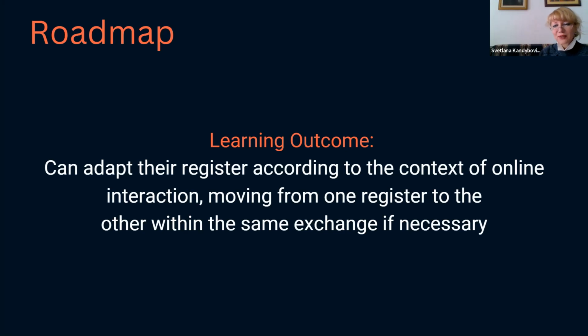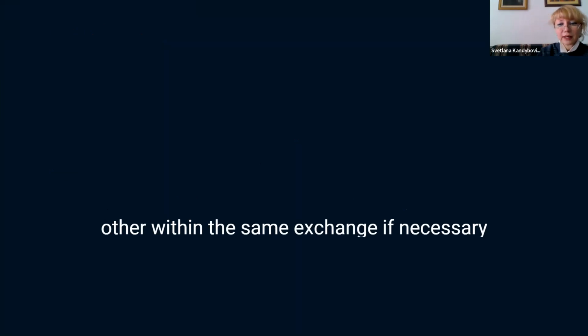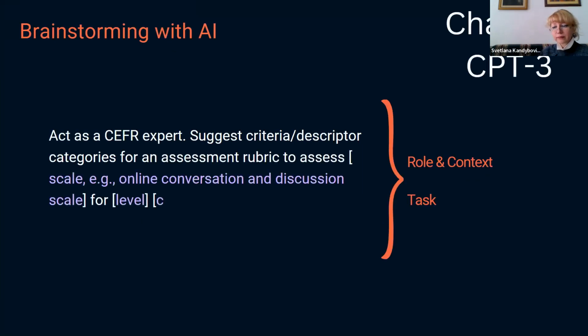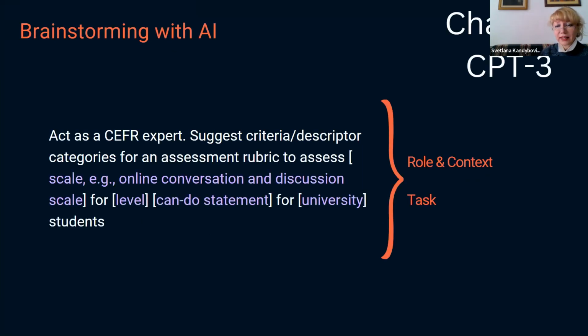So overall, getting back to the topic, an assessment rubric for the ability to adapt one's register according to the context of online interaction should focus on the learner's ability to use language appropriately and effectively in different online communication contexts. And we need to consider a set of sub-skills or competencies required to be able to adapt register according to the context. Now, how do we come up with ideas on sub-skills or dimensions that are here? So what we can do, in addition to peer discussions and consultations or Googling, is to use a large language model like ChatGPT-3 to help us brainstorm the ideas.